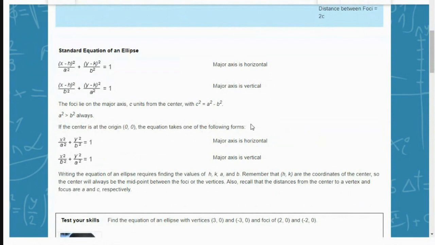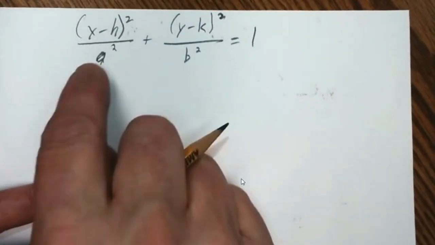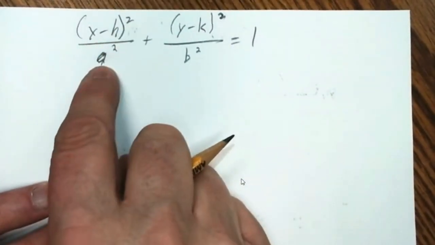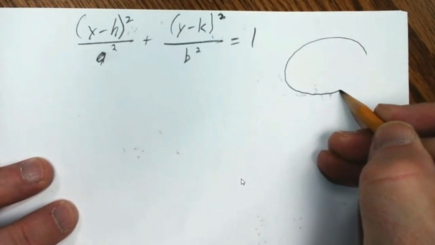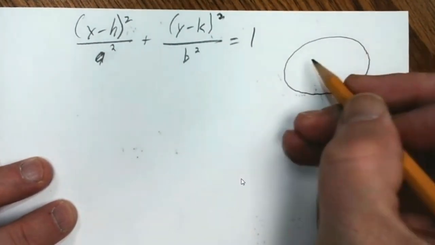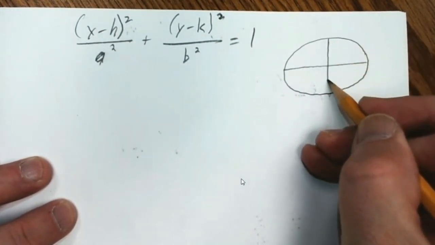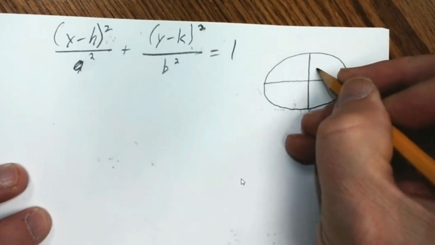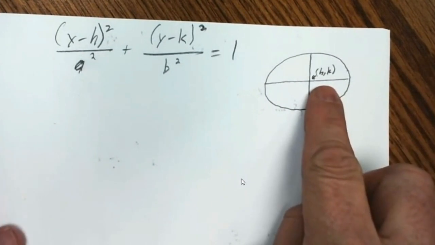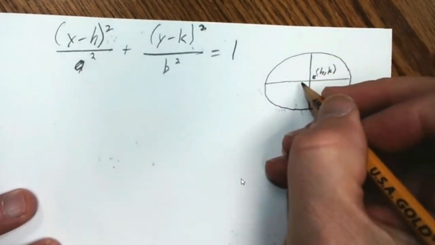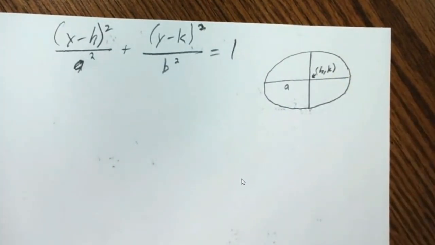I'm going to do this on a different sheet of paper. All right, so if we put this in our notes, x minus h squared over a squared. Now let's define some things. Let me kind of roughly draw. If we have our major axis and our minor axis, the center is going to be (h, k), right? That's the center. A is the distance from, here, let me do it like this.